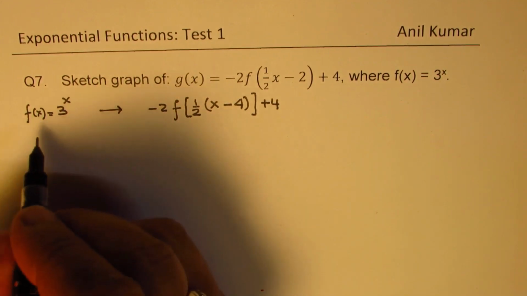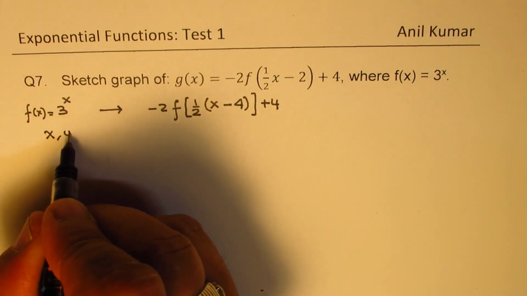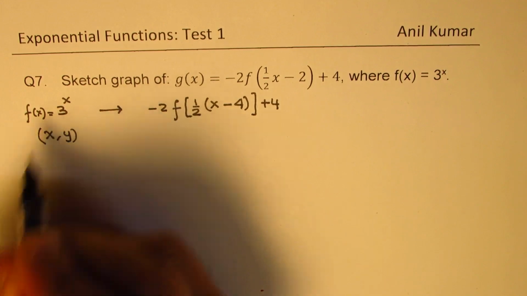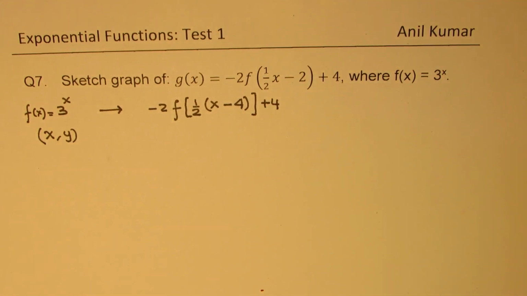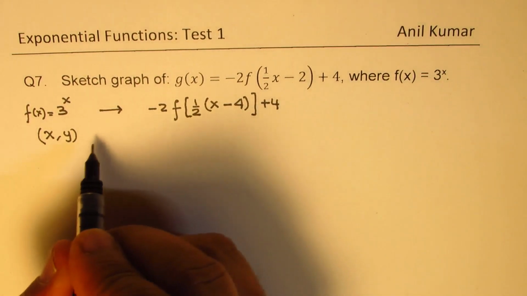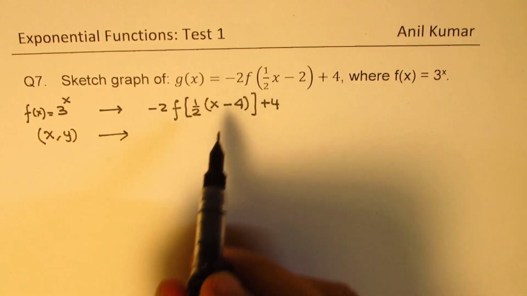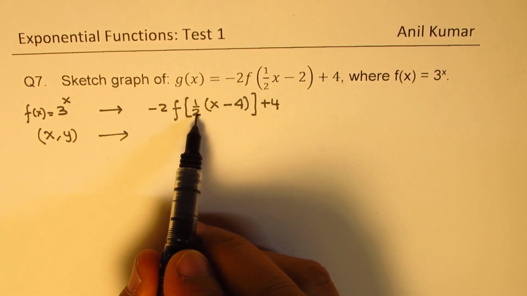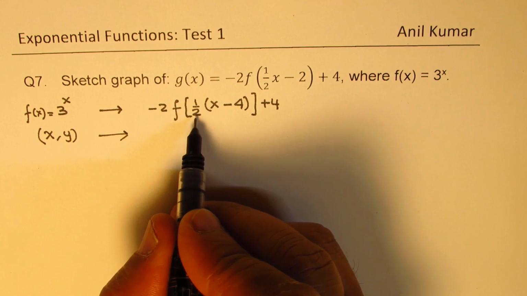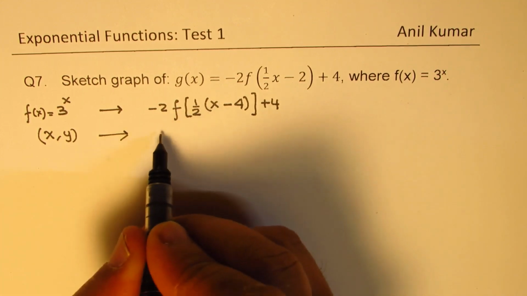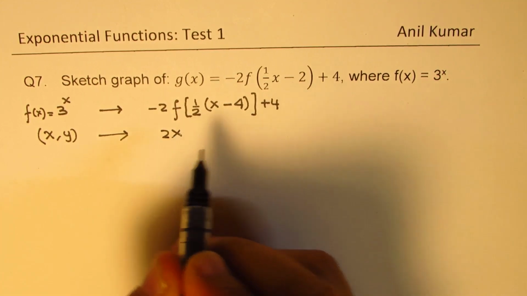So in this case, how will the coordinate points change? If I have x, y on the graph of 3 to the power of x, then the value of x will now change. It will get multiplied by 2. That is a horizontal stretch by a factor of 2. So we get 2x.